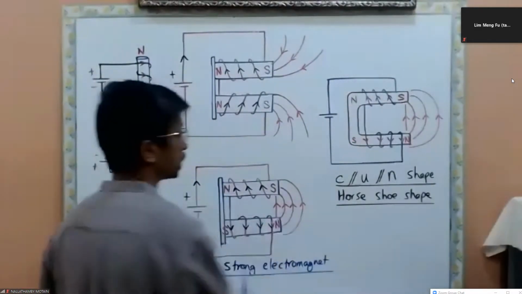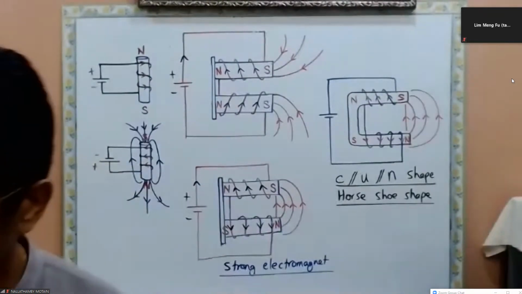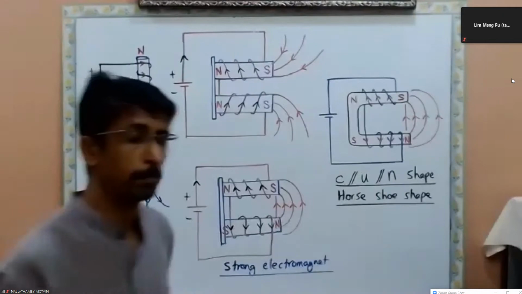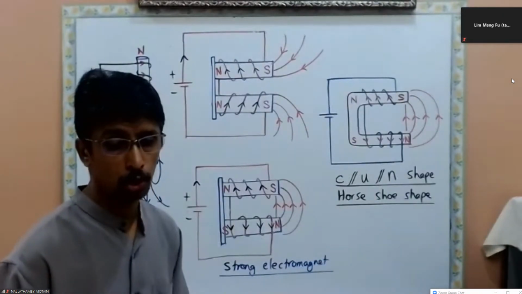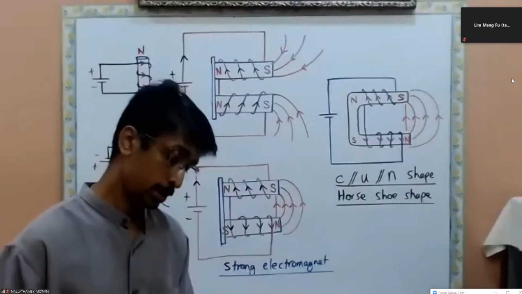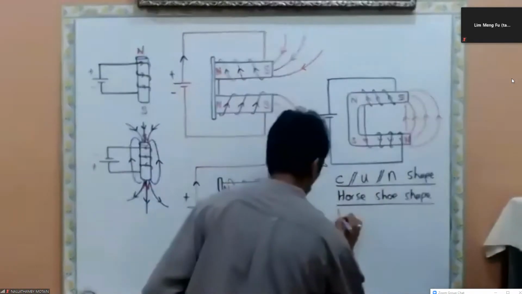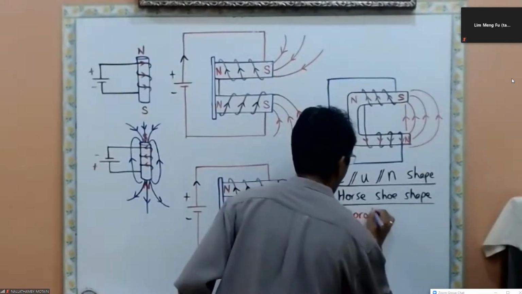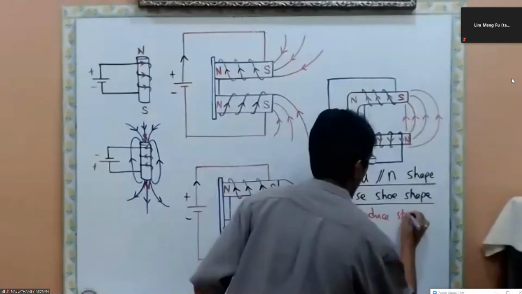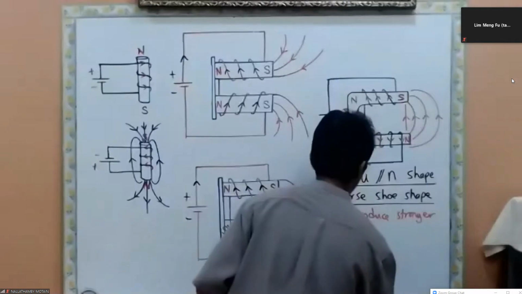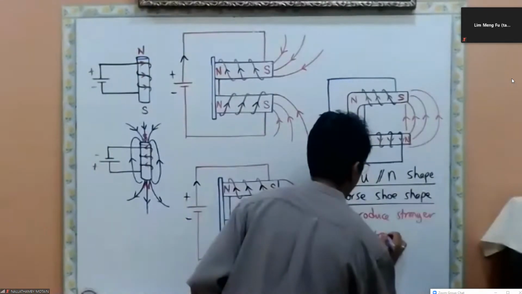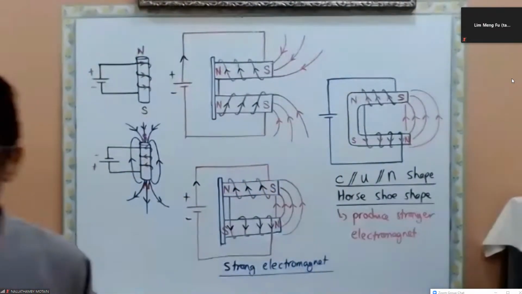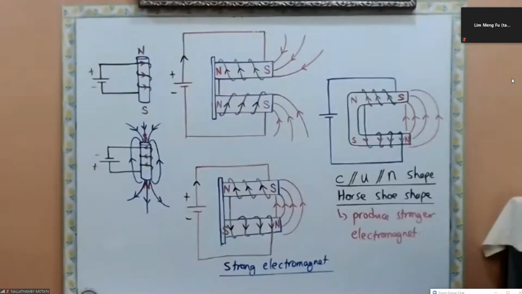Okay. So this shape that we want. Remember, you can write U shape, N shape, C shape, or you can write horseshoe. Horseshoe is what? Ladang kuda. Okay. So why do we have to choose this shape? So that it produces a stronger electromagnet. Okay, so that it can produce what? Stronger electromagnet.